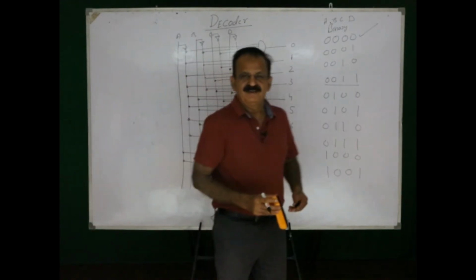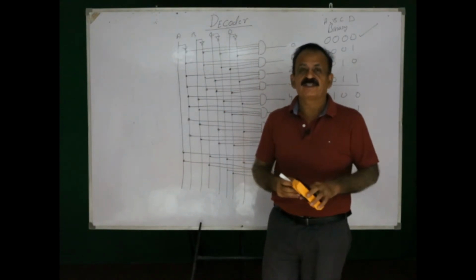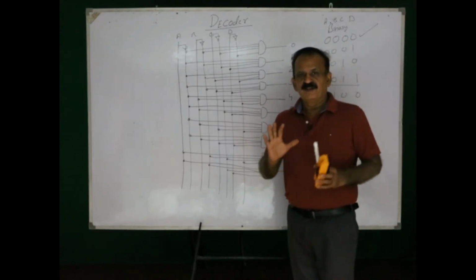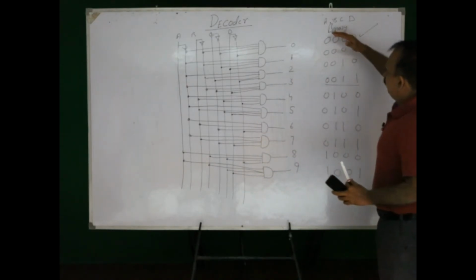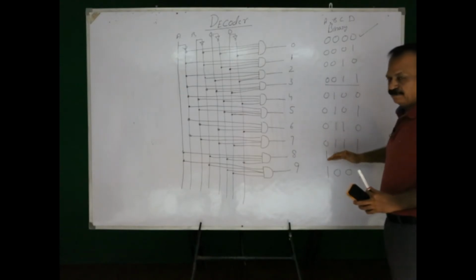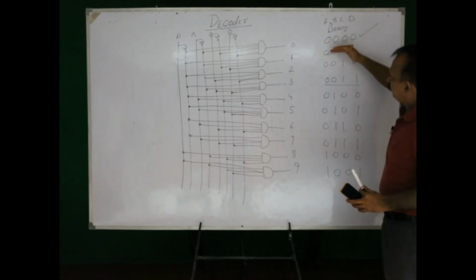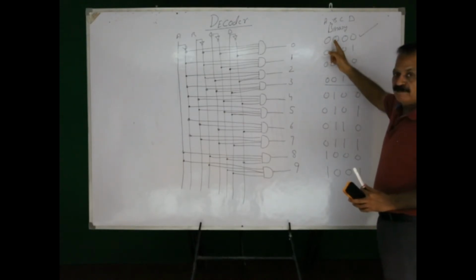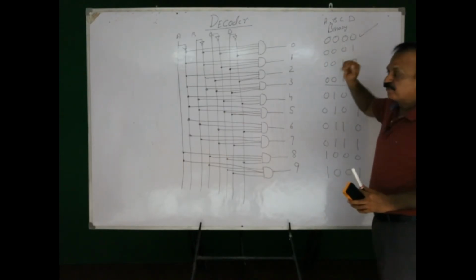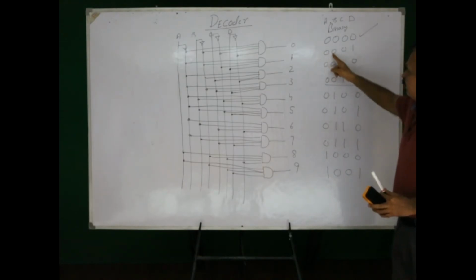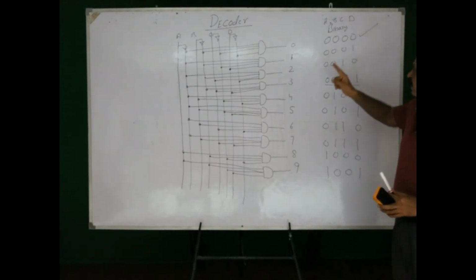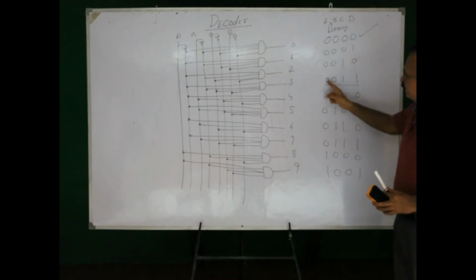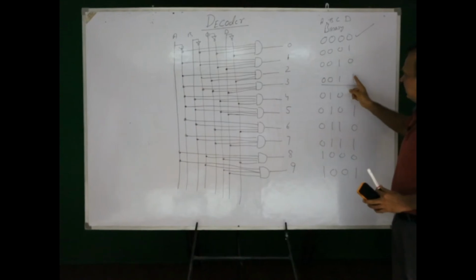I hope when you will be drawing this circuit with the help of scale and pencil, this really will be a very good circuit. But the logic is, you will be connecting these AND gates according to the fundamental product of these numbers. 0, it is A bar, B bar, C bar, and D bar. 1, it is A bar, B bar, C bar, and D. The next one is A bar, B bar, C, and D bar. The next one is A bar, B bar, C, and D.